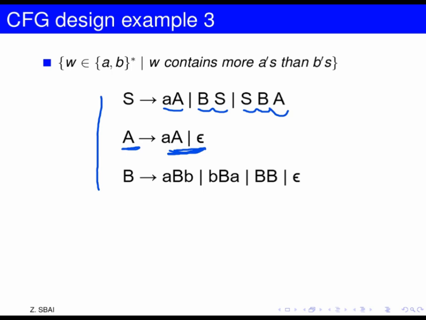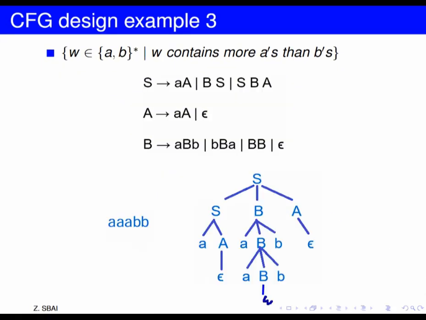Of course, since each B will lead to a rule with another B, we should end this recursion by adding epsilon. The last B will yield to epsilon. Now let's prove that this grammar generates the correct strings.